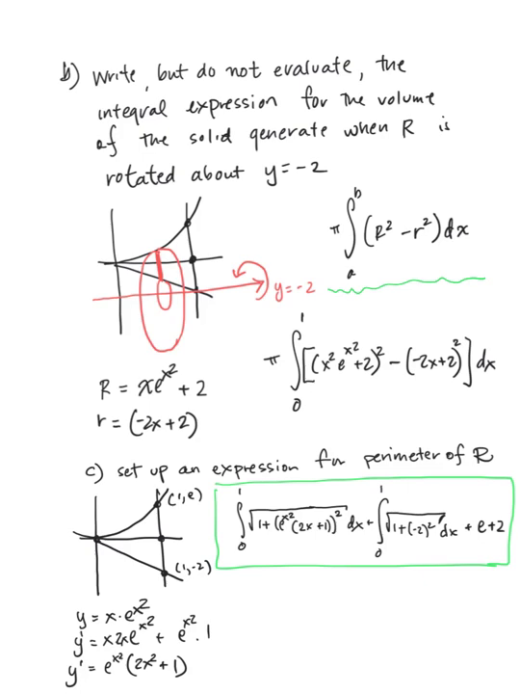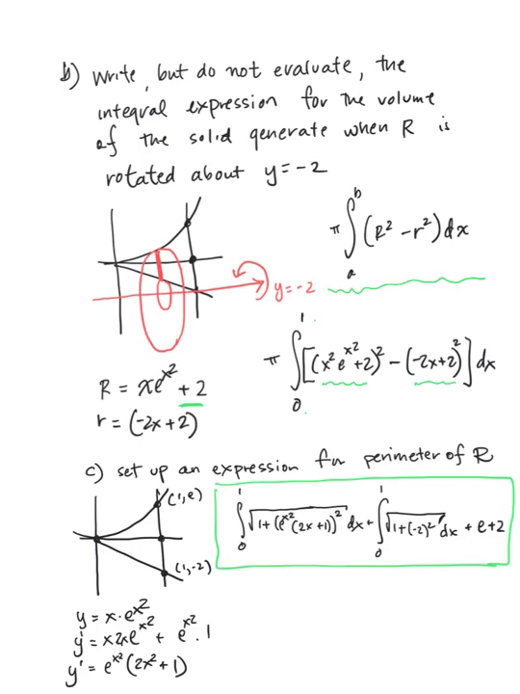Big R is the function x e to the x squared plus 2, because we're revolving around this line y equals negative 2. And then our small r is going to be negative 2x plus 2. And so we're going to go pi from 0 to 1 of our big R squared minus our little r squared dx.